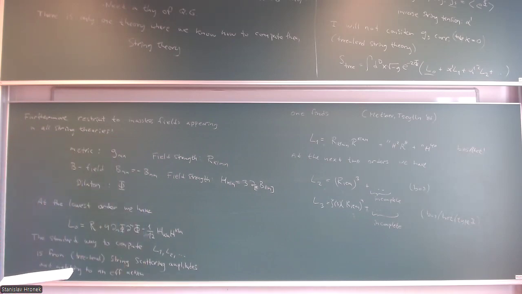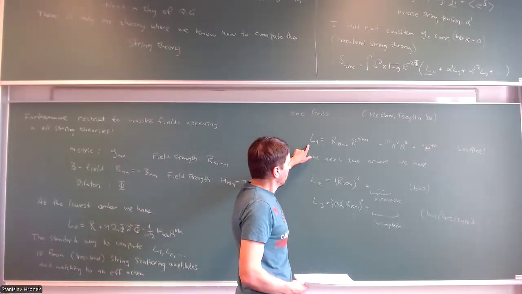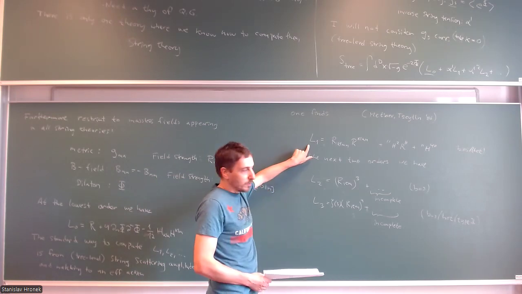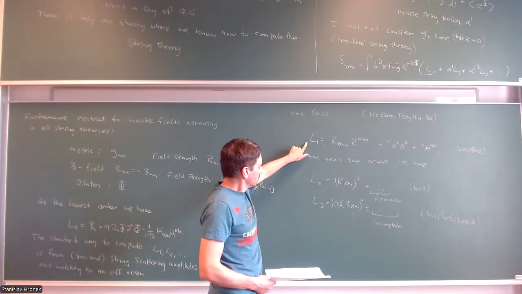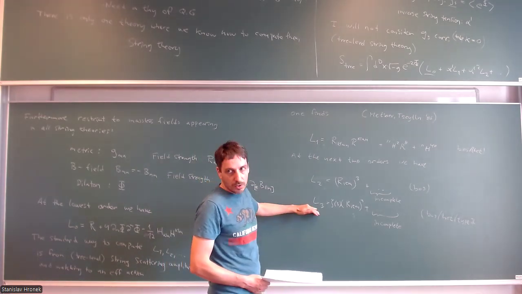And what about the first order correction for type 2? Type 2, so you wrote that that's bosonic and heterotic, but in type 2, there's no correction. There's no correction. The symmetry forbids this correction in the case of maximal symmetry.